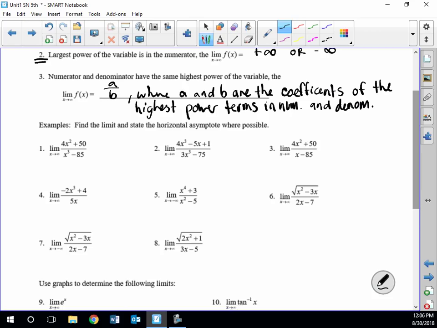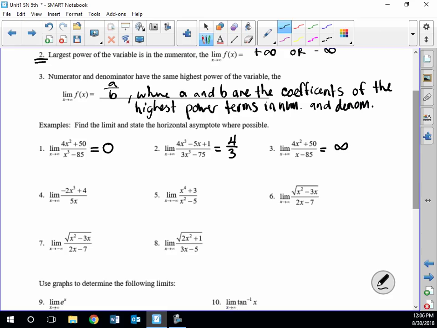But for number 1 here, the largest power is in the denominator, so number 1 goes to 0. Good. Number 2, the largest powers are the same, so we want to look at the coefficients. So the limit is 4/3. Very good. Number 3, the limit's going to infinity. The largest power is in the numerator, so the numerator is growing big positive. The denominator is growing positive, but the numerator is bigger, so this is going to positive infinity. So you just look at the sign to determine whether it's positive or negative.